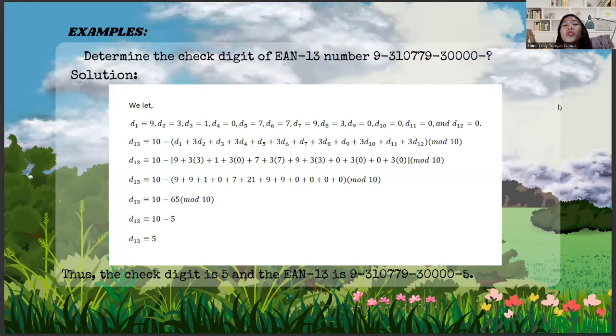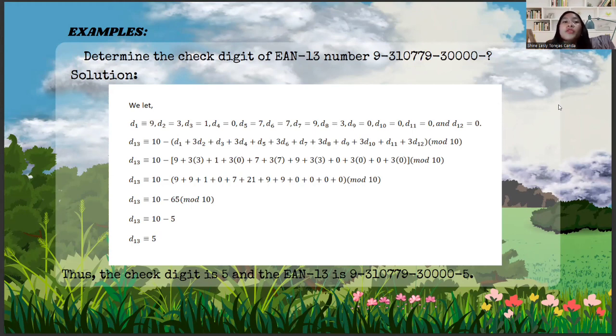We are going to look for the check digit of the EAN 13 using the numbers that are provided, and applying the formula of EAN 13. It is the same process as what we did in the first example. We substitute all the digits, and we multiply all the digits whose subscripts are even by 3.